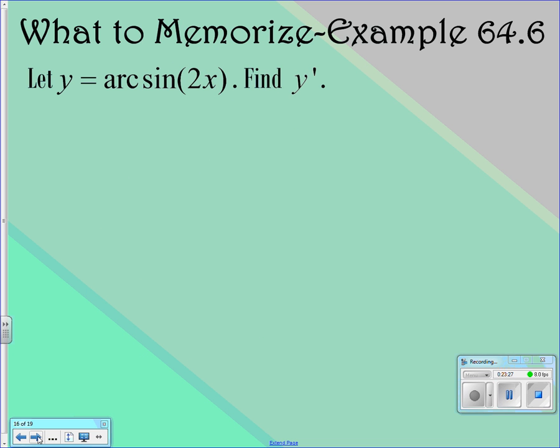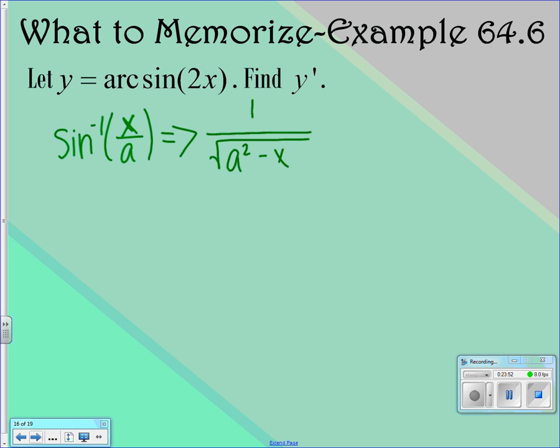So now let's look at this one. y equals arc sine of 2x. I always like to write what my derivative will go to, just so I have my formula. I find it helpful. You don't have to do that, but I think it helps a little bit. And so that's the formula that I have there.